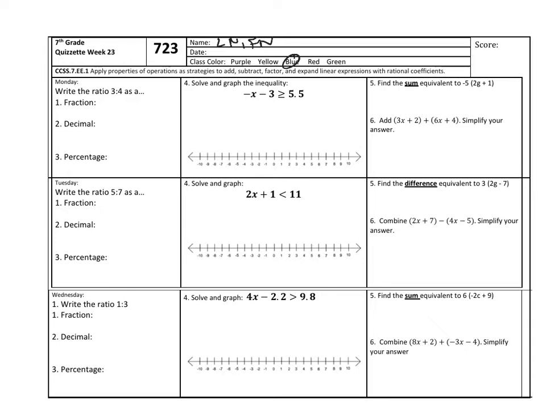Number 1, 2, and 3 are the same for each day. You're going to have to convert a ratio into a fraction. And you are going to be required to convert that fraction into a decimal in number 2. Remember that the fraction bar means division, so you just divide the numerator by the denominator. 4 does not go into 3 evenly, hence you have to start the decimal process.